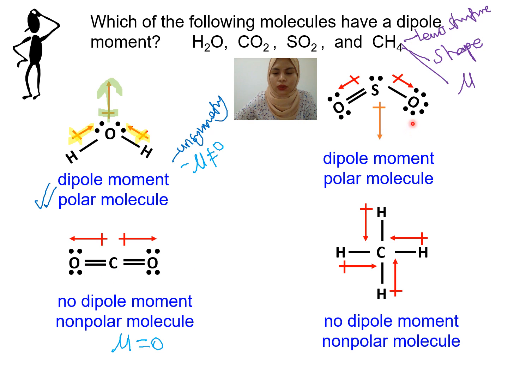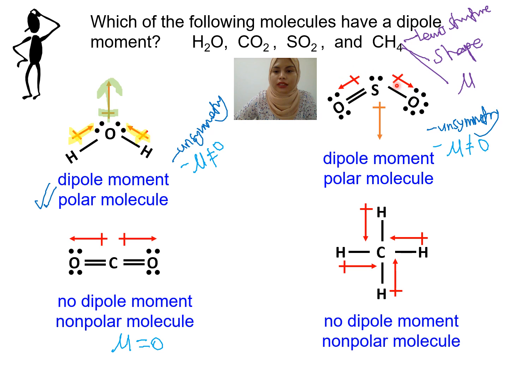Next ialah SO2. If you look at this molecule, bentuk dia bent, and then dia punya central atom ada pula lone pair. Kalau ada lone pair, that means the shape of the molecule adalah unsymmetry. Okay, kalau shape molecule unsymmetry, memang is gonna be a polar molecule, disebabkan oleh dia ada dipole moment. Sebabkan ada dipole moment, therefore dipole moment dia tak akan jadi equals to zero.